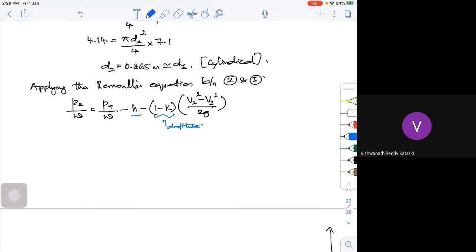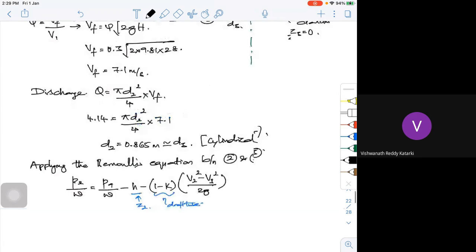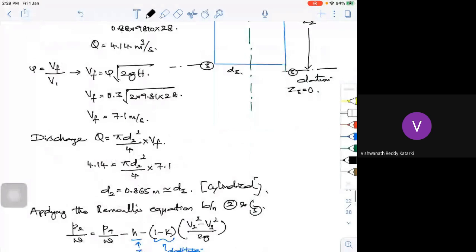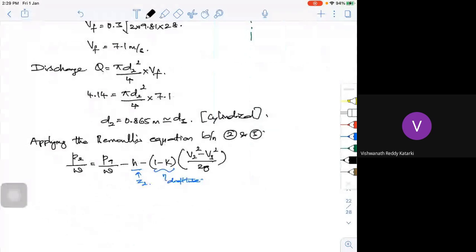Draft tube efficiency. So this is your Z2 for this particular problem. Now one disadvantage is, if I am trying to use a cylindrical draft tube, what is your discharge? Q is equal to A2 into V2 is equal to A1 into V1. My D2 is equal to D1. Automatically for this cylindrical condition, V2 is equal to V3, so this term automatically becomes 0.